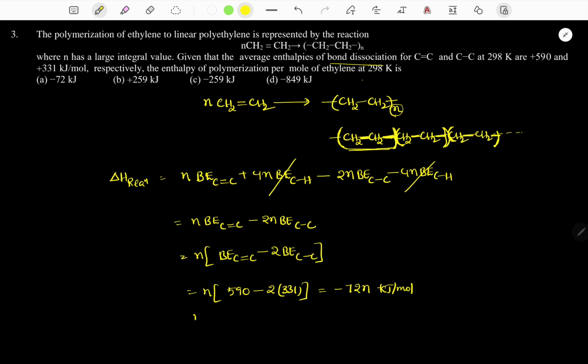So this value is for n moles of polymerization, minus 72n kilojoule for n moles of polymerization. But in the question they are asking about per mole of ethylene. Therefore for 1 mole, how much? Minus 72 kilojoule per mole.